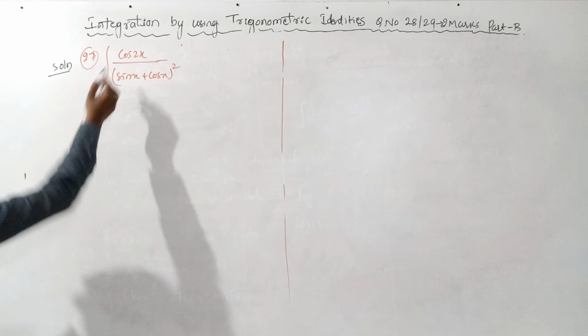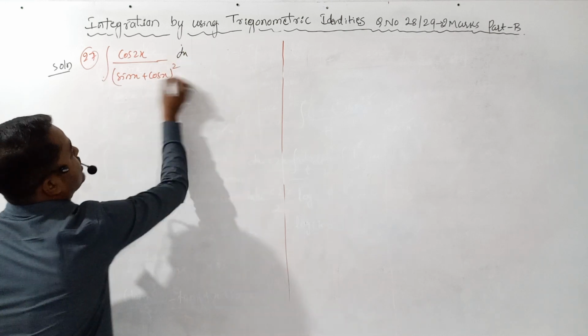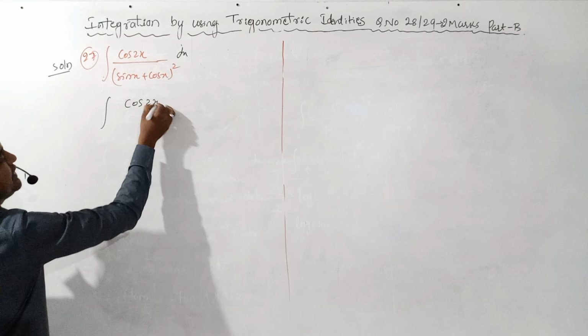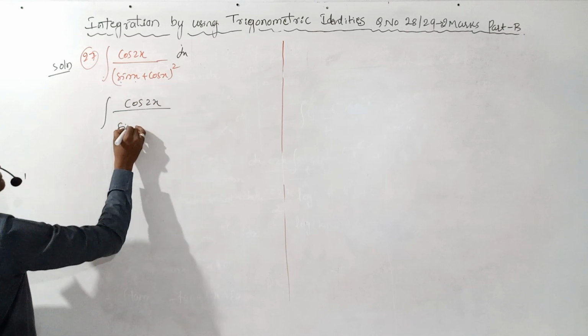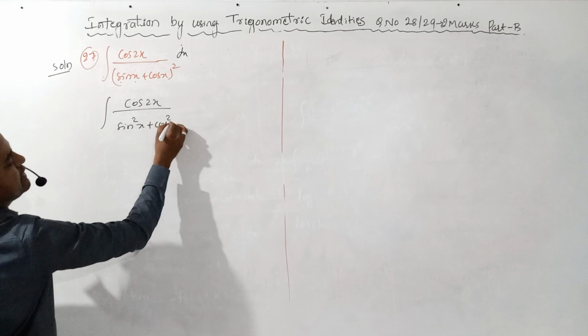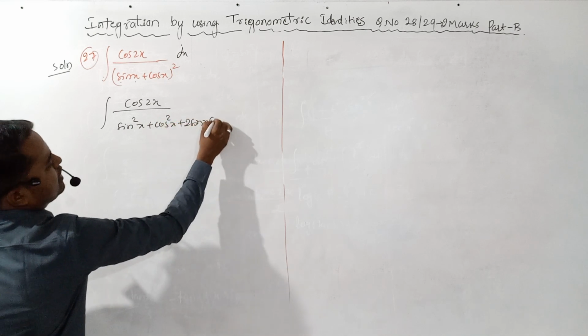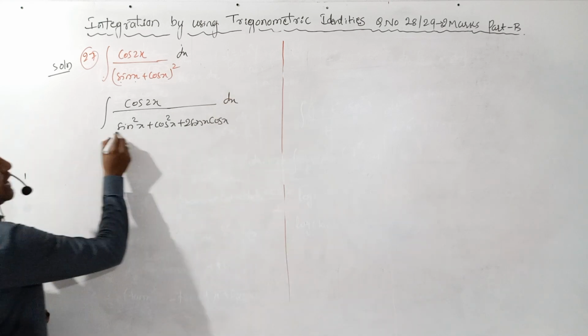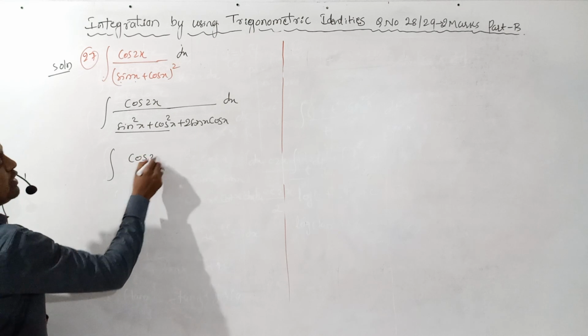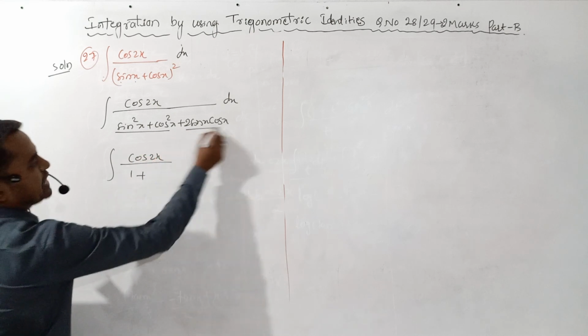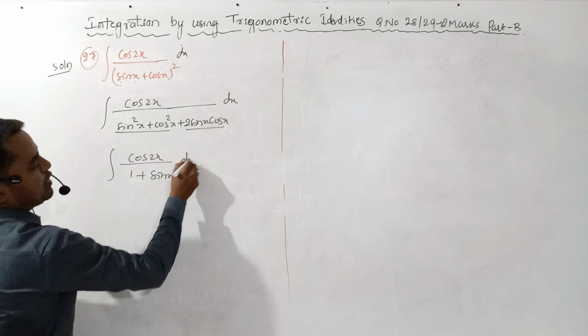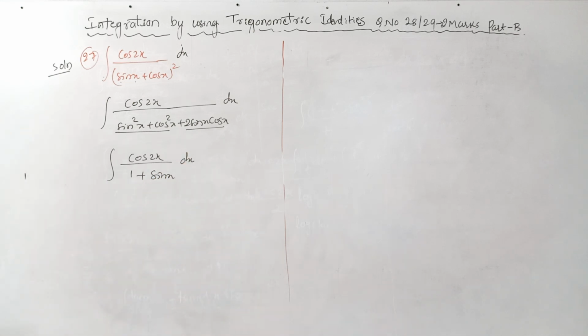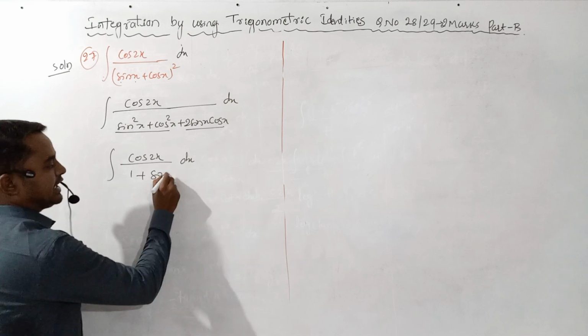Next problem, integrate cos 2x divided by sin x plus cos x bracket square. Now keep cos 2x as it is first. a plus b whole square: sin square x plus cos square x plus 2 sin x cos x dx. Yes, now sin square x plus cos square x can be written as 1, cos 2x as it is, 1 plus 2 sin x cos x is sin 2x. Now take substitution. So this one is sin 2x.